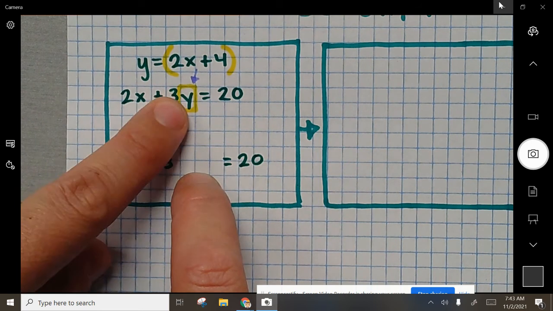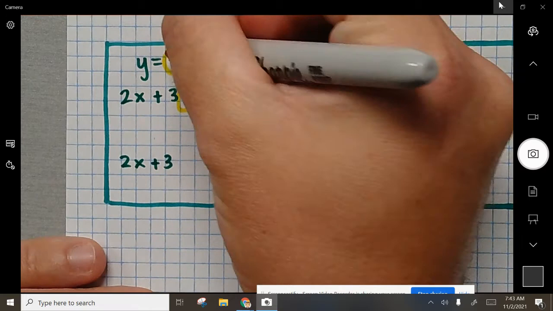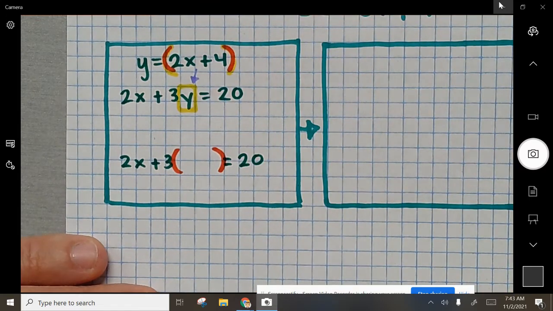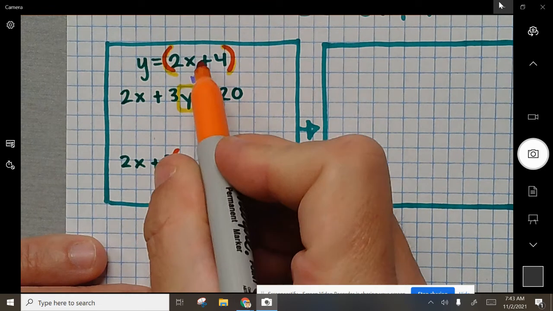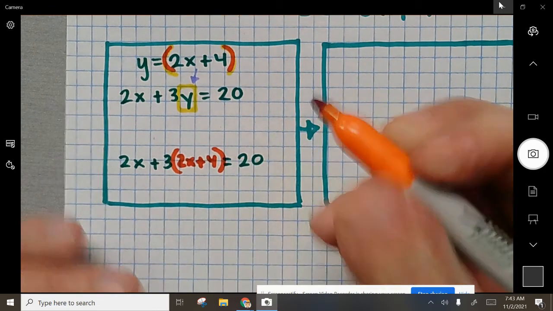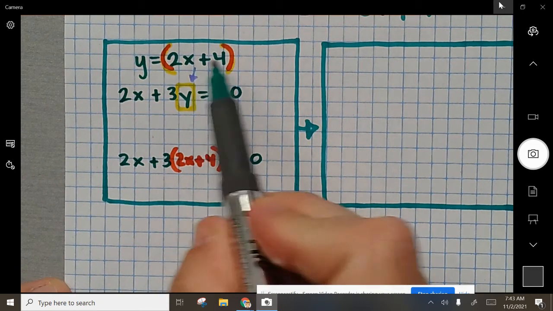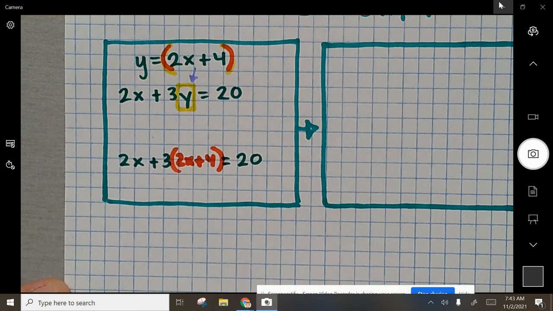Remember, the y is getting substituted, so we're going to go ahead and substitute the y. So I'm going to put this right in there. Can you see what's going on? I'm going to cross out the y, and I'm going to put in 2x plus 4. So I took this, and I just smushed it in right here where the y is. All right, that's all we did.